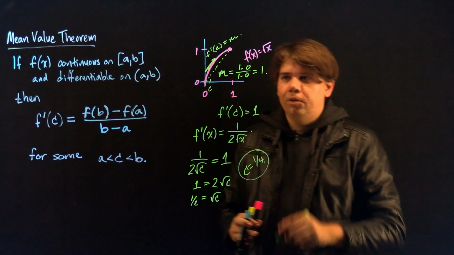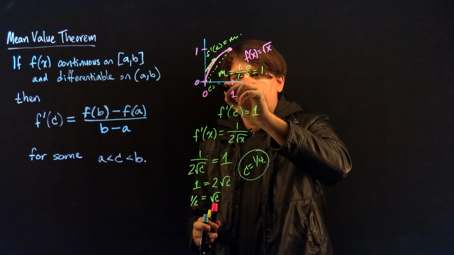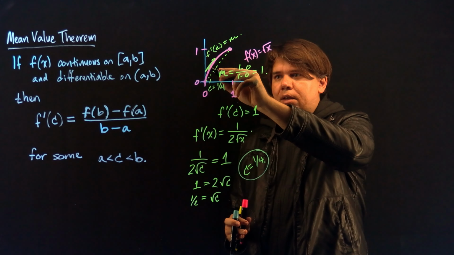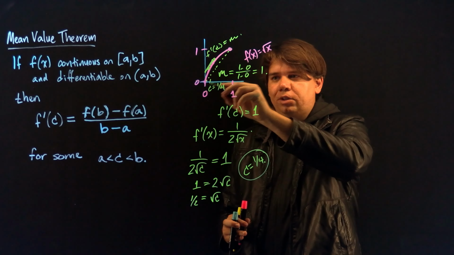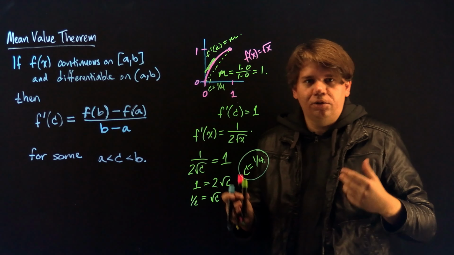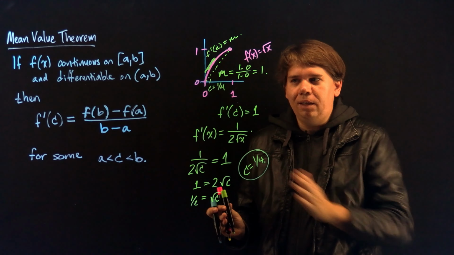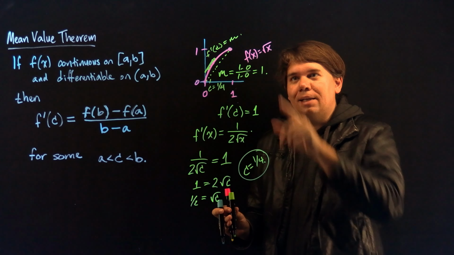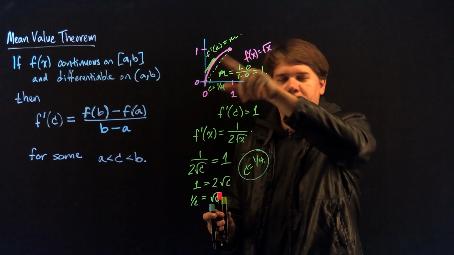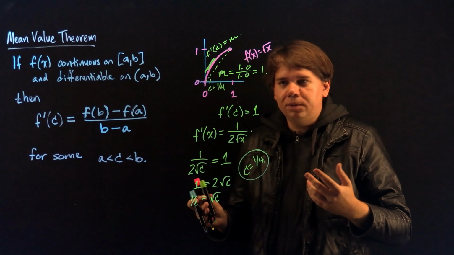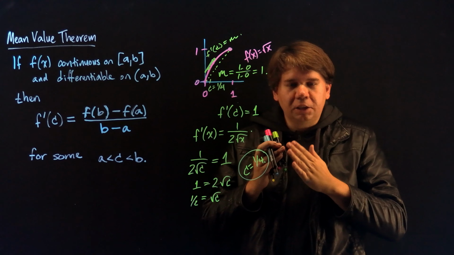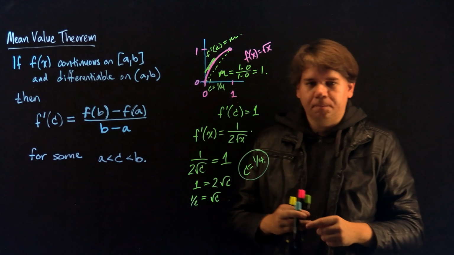So there you go. We found here at the point c equals 1/4, the slope of my tangent line is actually equal to my average rate of change. Just like the mean value theorem guaranteed, there would be such a good point because it's a nice function. This function is continuous. The function is differentiable. There are no jumps, so it's continuous. There are no cusps, so it's differentiable.